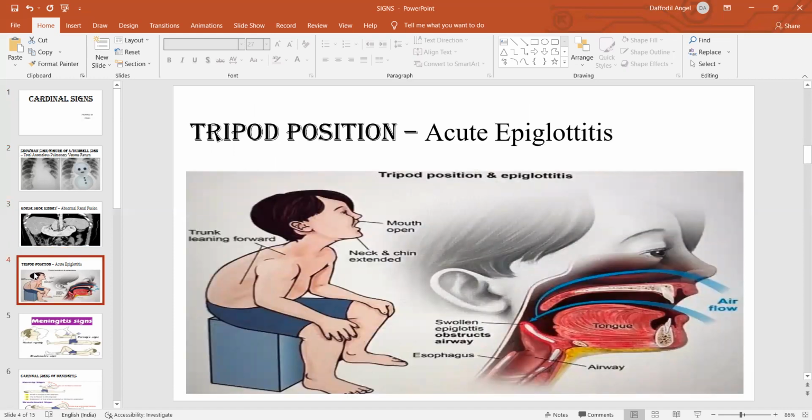Next is the tripod position. If a child is maintaining a tripod position, then the child is diagnosed to have acute epiglottitis. You might be wondering what tripod position means. Tripod position means the trunk is leaning forward, the mouth is open, and the neck and chin are extended. So if a child is maintaining a tripod position, then the child is diagnosed to have acute epiglottitis.